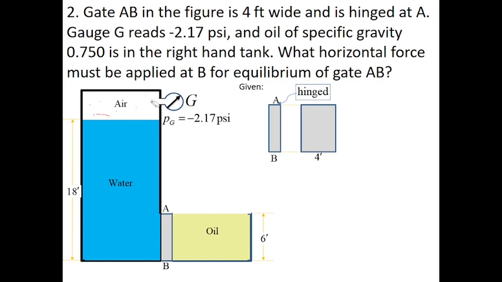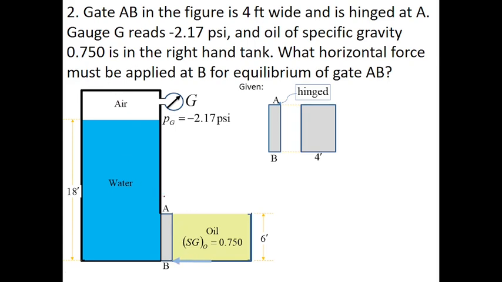So in this case, on the right hand tank, we have oil, no? Wherein the specific gravity of oil is 0.750. Okay? So the question now is what horizontal force must be applied at B, no? For equilibrium of gate AB.